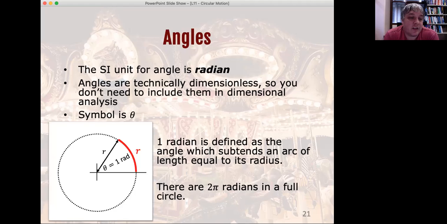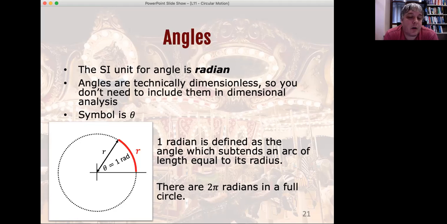Symbol for angle is just theta. That's the default symbol. Again, you can use other symbols, but when we're talking about circular motion, theta is the standard symbol. So do try and stick to that one. 1 radian is defined as the angle which subtends an arc of length equal to its radius. So if we've said that circle has a radius of r, then if you trace out one length r along the circle, the point that you end up at is an angle theta away from where you started. So using our frame of reference of r and theta, the theta would change by 1 radian if your path length was just r. So that's what a radian is. That's how it's defined.